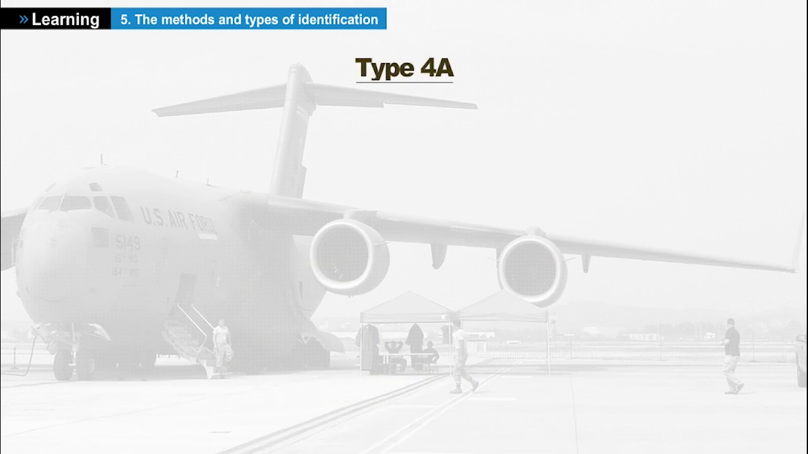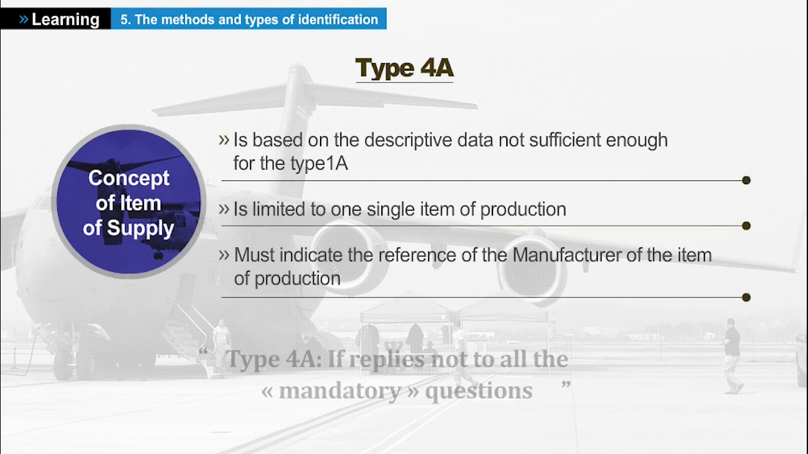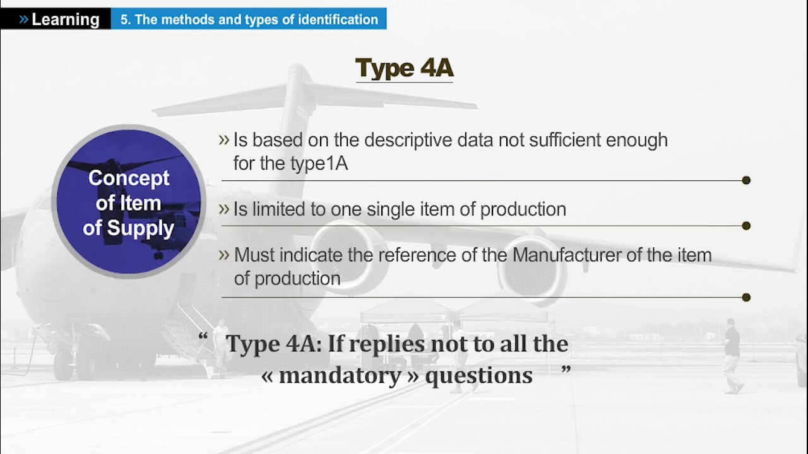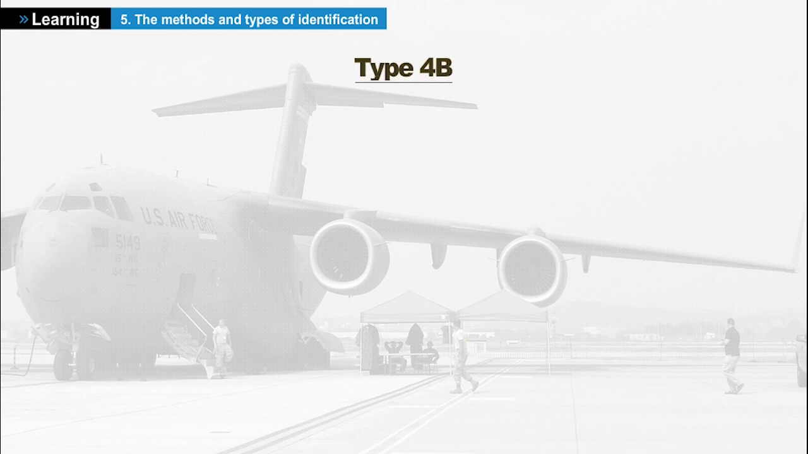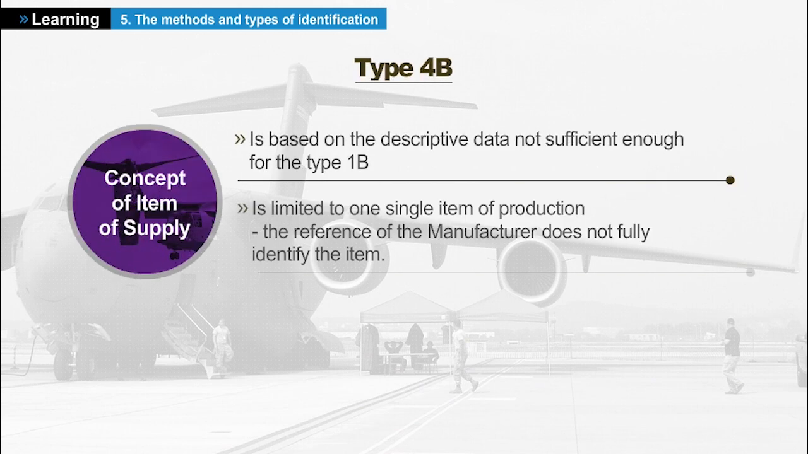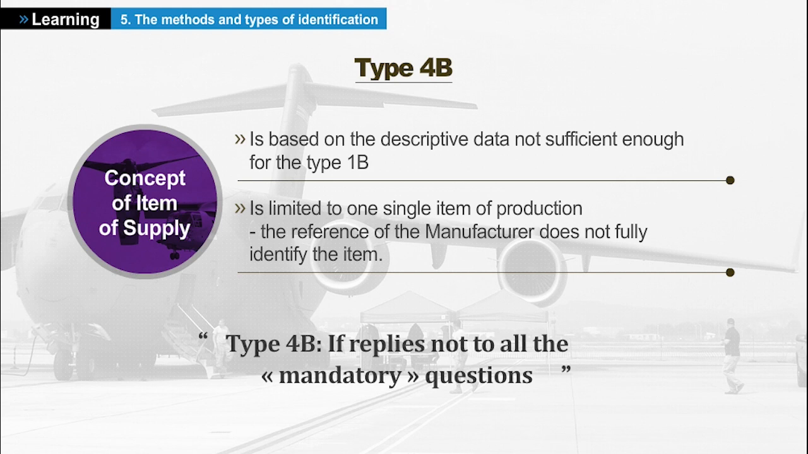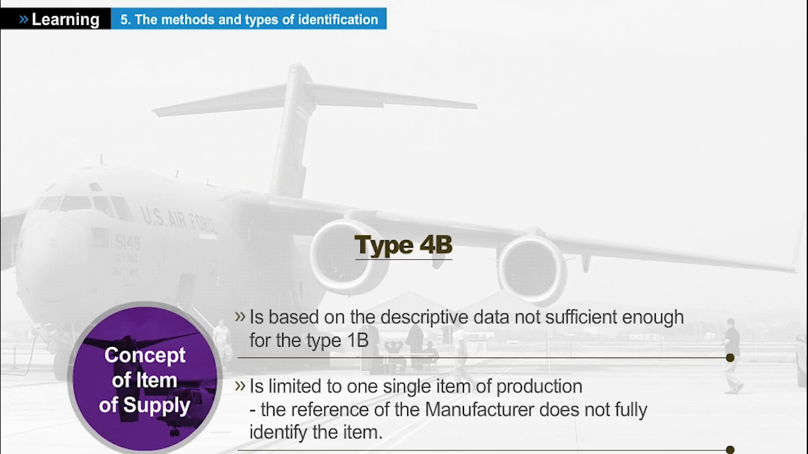As for a Type 1A item identification, a Type 4A item identification only has one item of production. The manufacturer reference number must be mentioned in support of the description. As for Type 1B item identification, a Type 4B item identification only has one item of production that is not fully identified by the manufacturer reference number. As for Type 1B item identification, this reference number and the additional characteristics that differentiate this item of production from another item covered by the same manufacturer reference number must be mentioned.